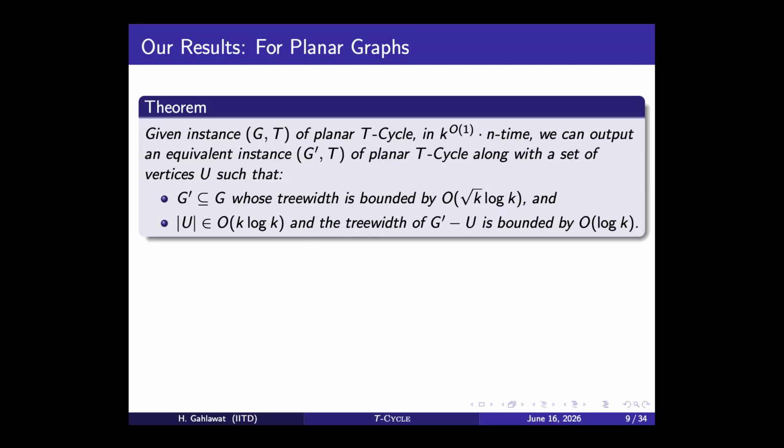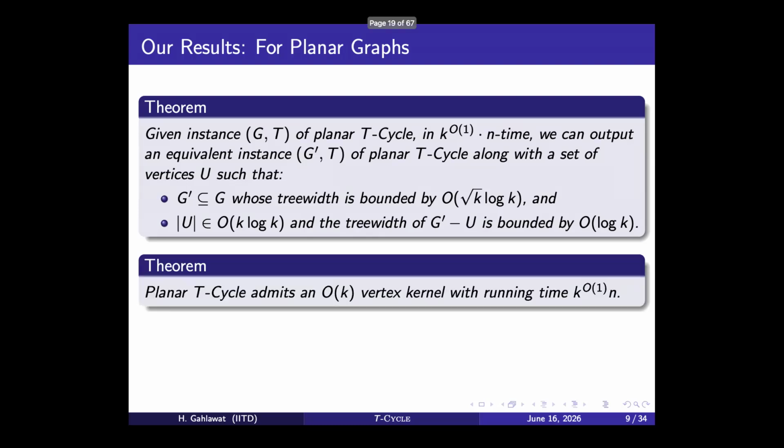So if we just plug this into our algorithm, we get a 2 to the power square root of k log k algorithm. Moreover, in this graph, we get a set U, of size k log k, such that if you remove this U from the graph, the treewidth even goes down to log of k. The second part will be very useful in getting the kernelization. Therefore, using this, we can prove that planar cycle admits a linear kernel. And you can also achieve this linear kernel in linear time. So for general graphs, we don't know, but for planar graphs, it admits a kernel.